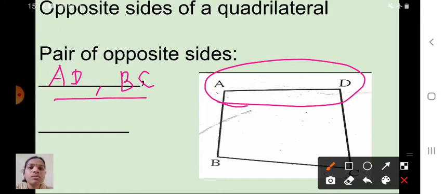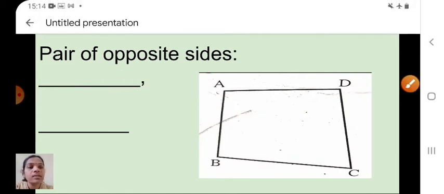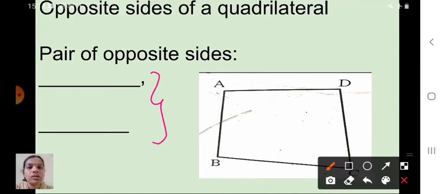So just you have to see here, have you any common vertex here? No. So children, now we discussed adjacent side and opposite side. So see here, adjacent sides have a common vertex and opposite sides have no common vertex. Okay. So children, in this fill-up you have to write two pairs of opposite sides. Okay children, shall we go to the next one now?